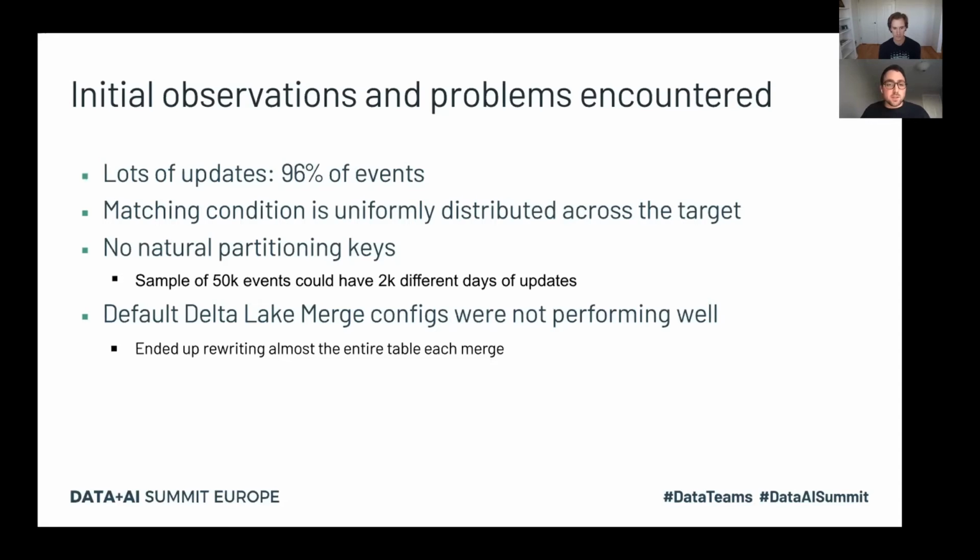What makes it further difficult is that there are no partitioning keys that are natural, at least for this data set. Usually you'll have something like date, and most usually only recent data is being used and required, so you can exploit those characteristics. Well, unfortunately, in our case, a sample of 50,000 events has 2,000 different days of updates. So that's five and a half years worth of data that can be changing at any given moment. So even if we partition our data set by date, we don't really get anything out of that.